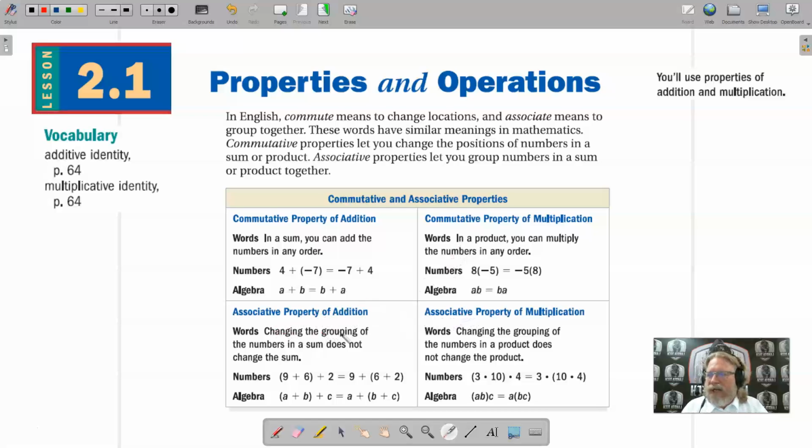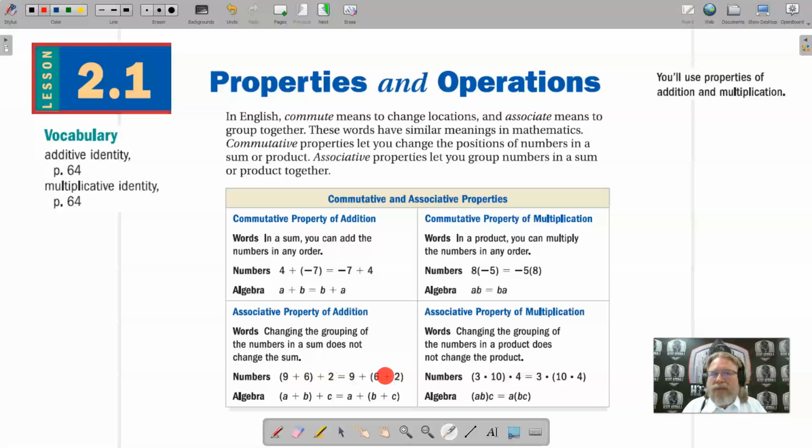In words, we say changing the grouping, because grouping is what associative property is all about. Changing the grouping of the numbers in a sum does not change the sum. So we could group the 9 and the 6 together to get 15, then add 2 and get 17. And that would be the same as, notice the order didn't change, 9, 6, 2, 9, 6, 2. It's just we had the 9 grouped with the 6, did that addition, then we added the 2.